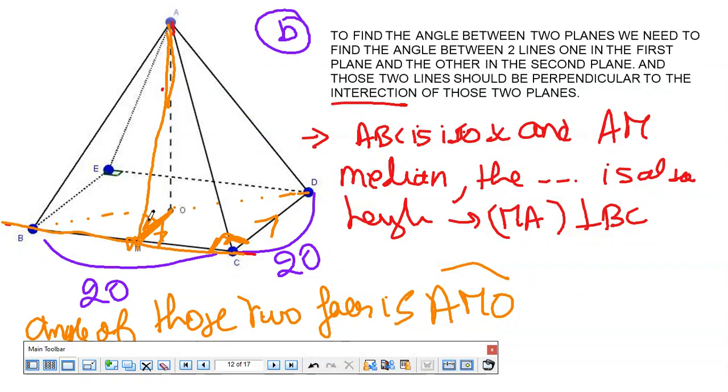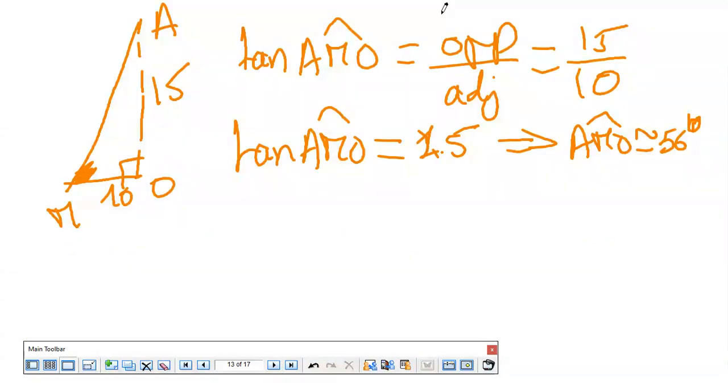I got it. So now I'm working in which right triangle? AOM. I have the opposite 15 and I have the adjacent 10. Why the adjacent 10? It's the midpoint theorem, so it's parallel and equal to half of it. And then I use tangent, opposite over adjacent, to find the value of the angle.